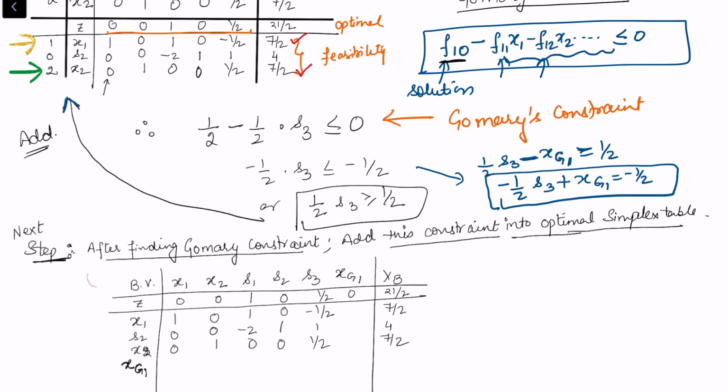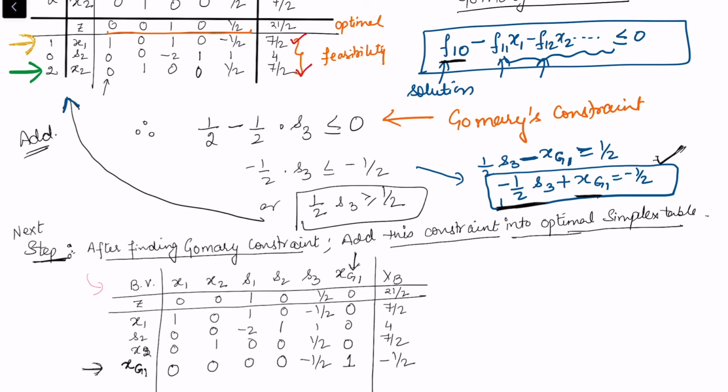So the table looks like this, and in this we can notice that I have added one more column xg1 and one row. So this is the addition of a constraint. Now from this constraint I am going to read the values. There is no coefficient corresponding to x1, so this will be 0. Then there is no coefficient corresponding to x2, s1, s2, but for s3 there is minus half, as we can read here, minus half into s3 plus 1 into xg1. So this will have 1, and the remaining entries we will keep as 0. And then on the right hand side we will have minus half.